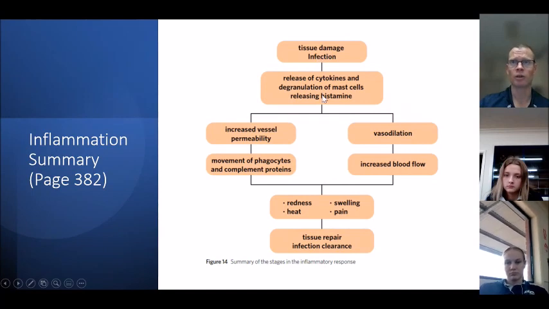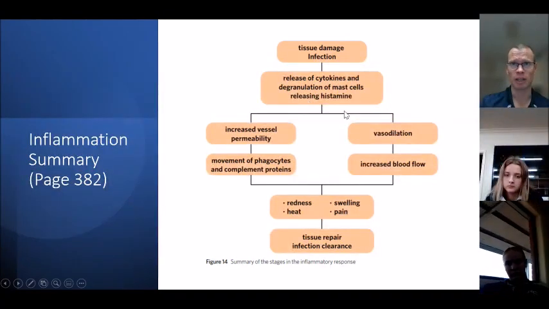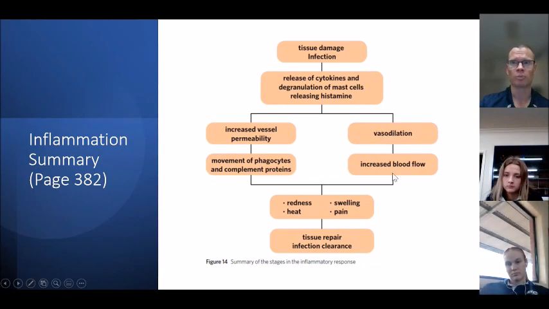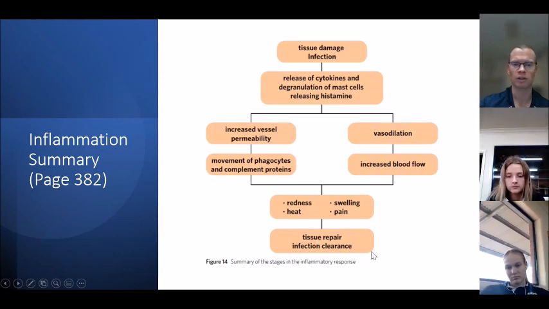Tissue damage and infection releases the cytokines. Histamine is triggered. The histamine leads to vasodilation with increased blood flow, leading to redness, swelling, heat, and pain. Increased blood vessel permeability, which allows in the phagocytes and complement. They clean up the bacteria, they clean up any damage, and then ultimately you get resolution, which is tissue repair and infection clearance. Is that okay?